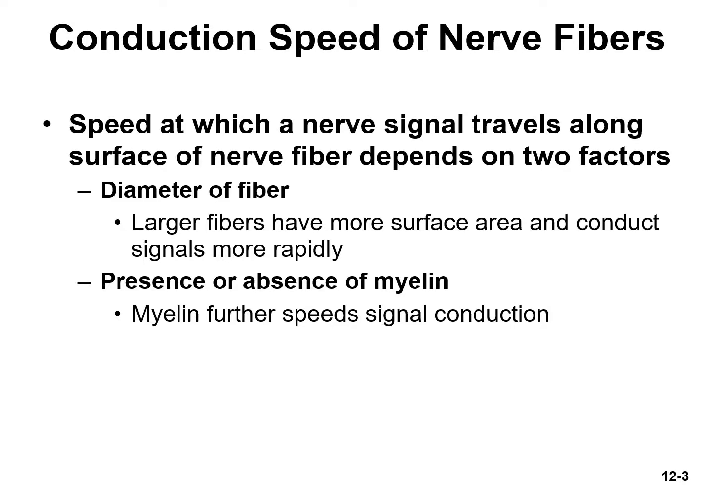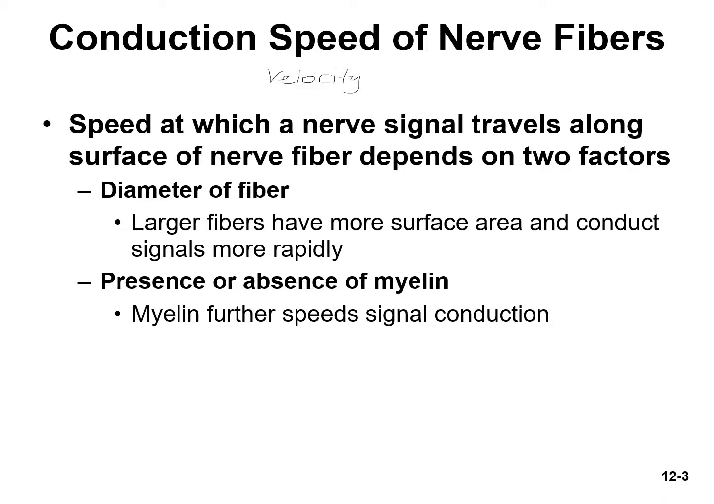All right, let's talk about conduction speed of nerve fibers. Conduction speed, basically another term for this, is conduction velocity. So how fast is an action potential actually occurring? How fast is it traveling down the axon? It's the speed at which a nerve signal is traveling along the surface of the nerve fiber. And that's going to depend on two factors. You have the diameter of the fiber, so the larger fibers have more surface area, and therefore they're going to be conducting signals more rapidly. And then secondary to that is the presence or absence of myelin.